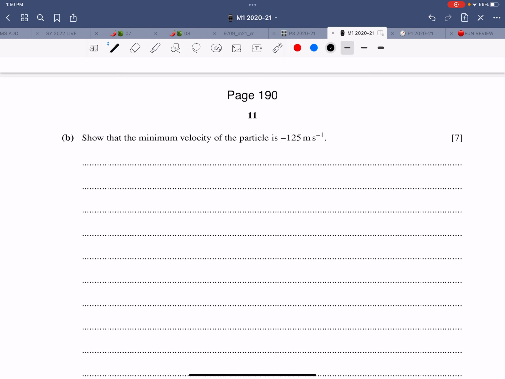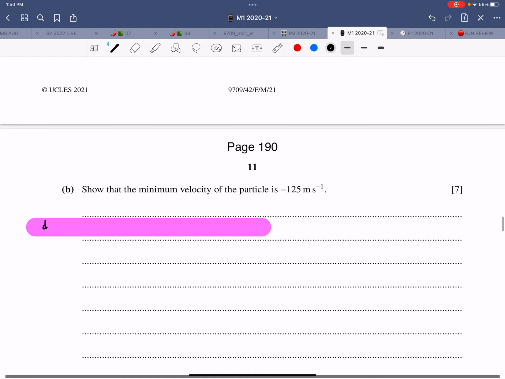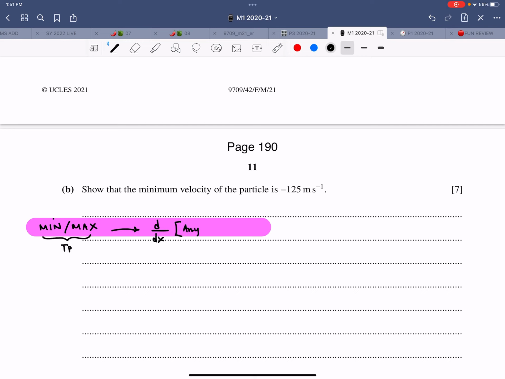Show that the minimum velocity of the particle is this much. Now, 7-mark question on this. What do you think is the logic behind it? What do you need to show? First of all, if you want to talk about minimum or maximum of anything, basically the concept of turning point, the derivative of that thing should be equal to 0.